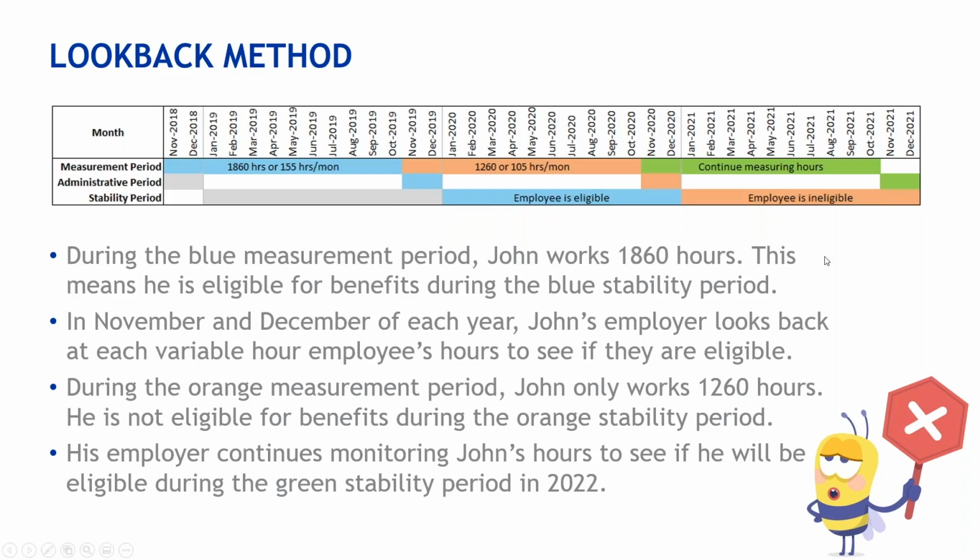Keep in mind that your periods may be different lengths or may start or end in different months. It is the best practice to have your stability period line up with your plan year. So if you have a plan year that goes from January to December, then this is an ideal example for you. But if your plan year goes from June to May, you would want to offset this chart a few months until the stability period matched up with your plan year.